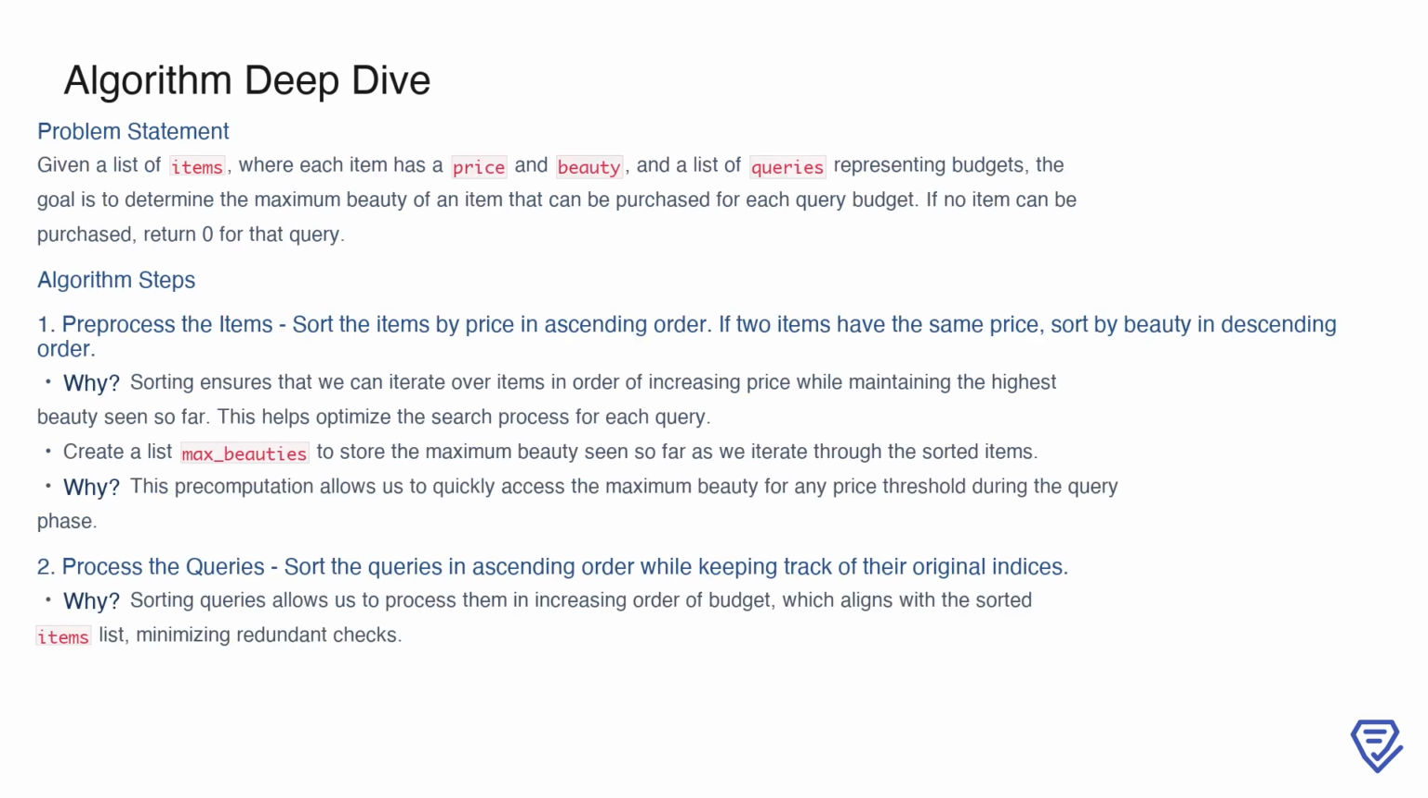The problem asks us to find the maximum beauty of an item that can be purchased within a given budget for each query. Each item has a price and a beauty value, and if no item fits the budget, we should return 0 for that query.